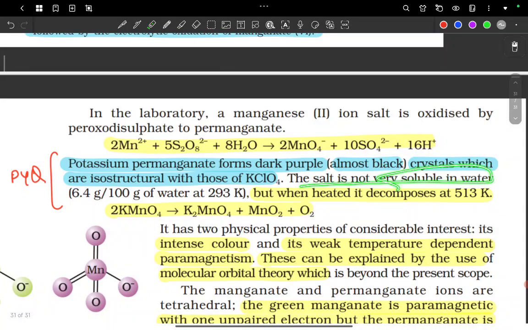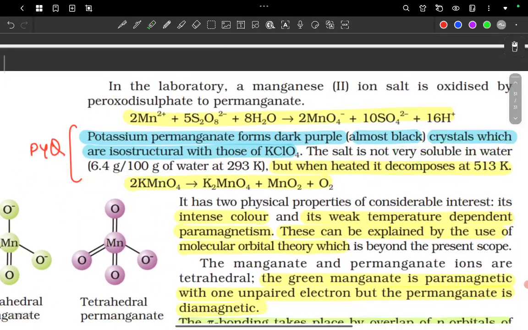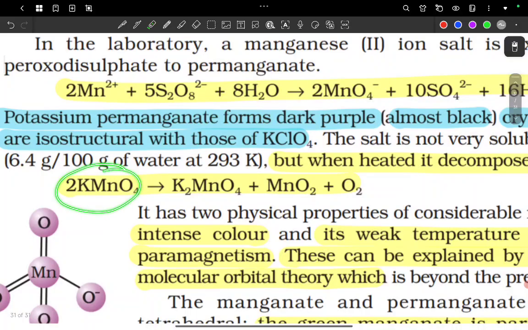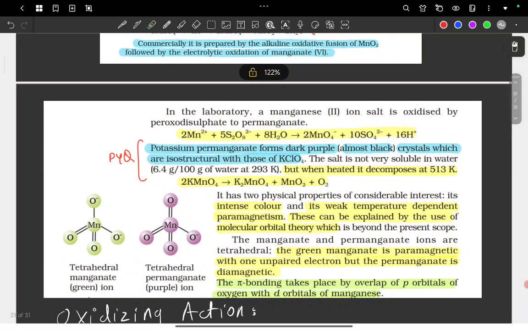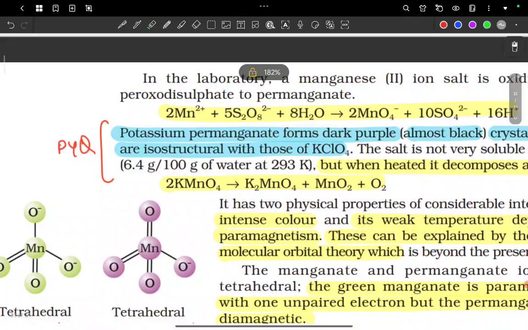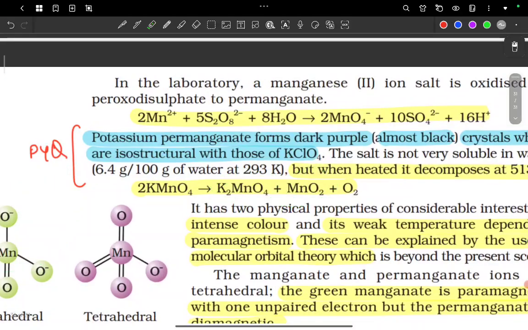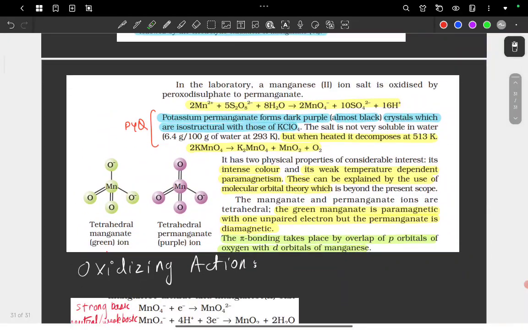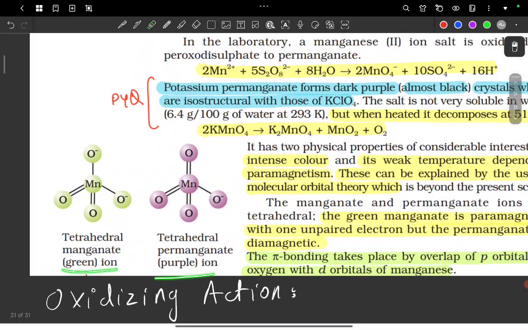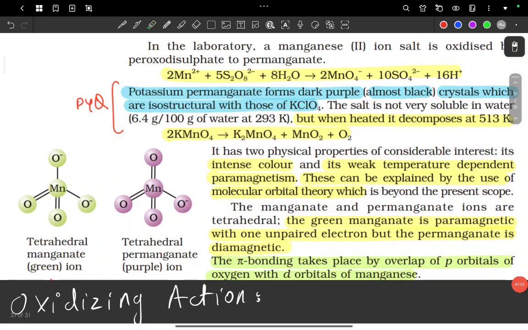This salt is not very soluble in water, but if you heat potassium permanganate, it will decompose into K2MnO4, the manganate ion, and MnO2, manganese dioxide, which was brown in color. Okay, remember this, the green and purple part, and look at these structures carefully.